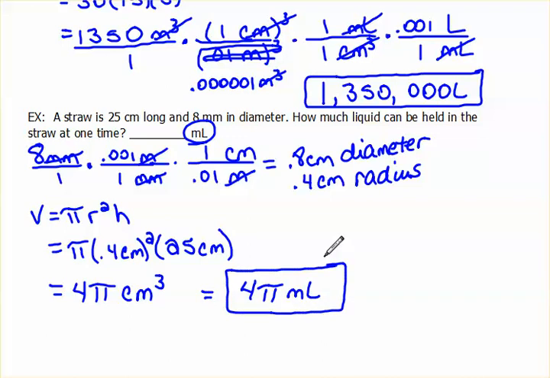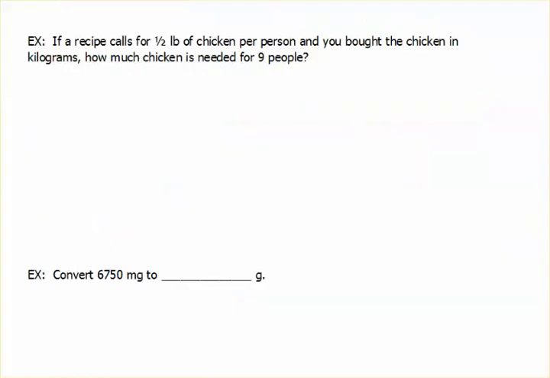Very interesting. All right, let's see what else we are going to do. Oh, here's another word problem. This one says if a recipe calls for a half pound of chicken per person and you bought the chicken in kilograms, how much chicken is needed for 9 people? Okay, so the recipe calls for 1/2 of a pound per person, and we're having 9 people.